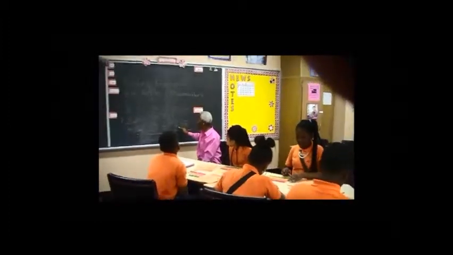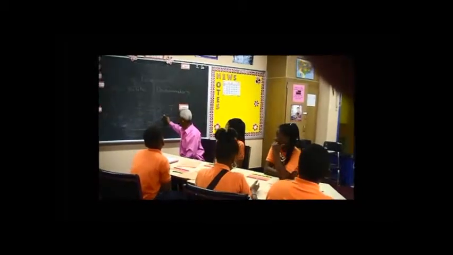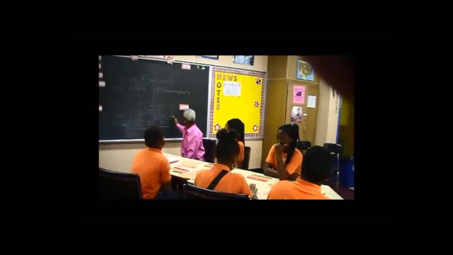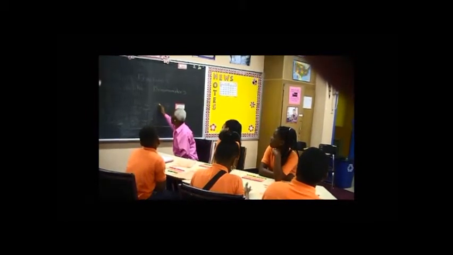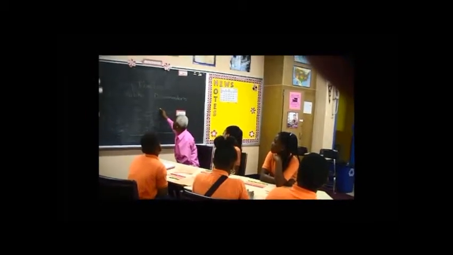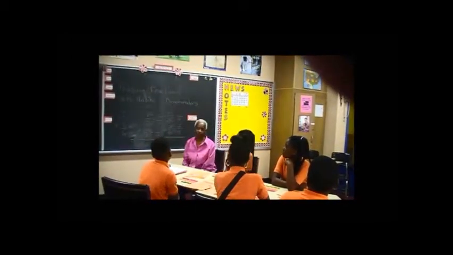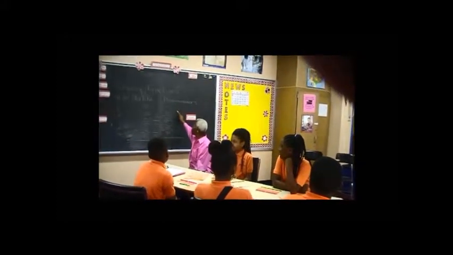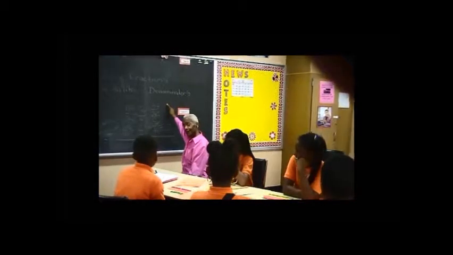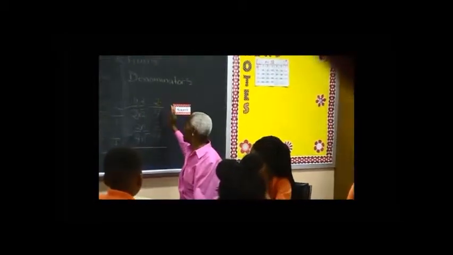Okay, 4 times 1, 2 times. What about up here? 2 times and 1 times. So why did we use 2? Because we were trying to get to what number? 4, very good. So 1 times 2 is what? 2.